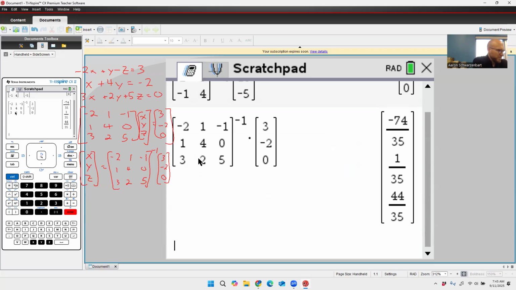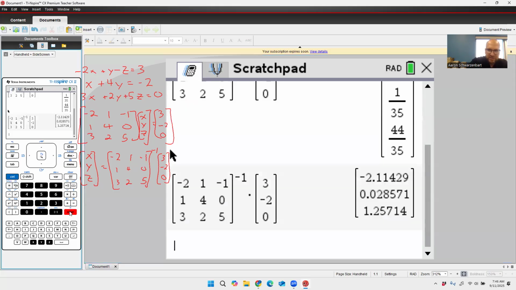-74/35, 1/35, and 44. If you want those in decimal, you just do Control Enter. And the decimal forms do line up with what the book has. So that is how you solve a 3x3.